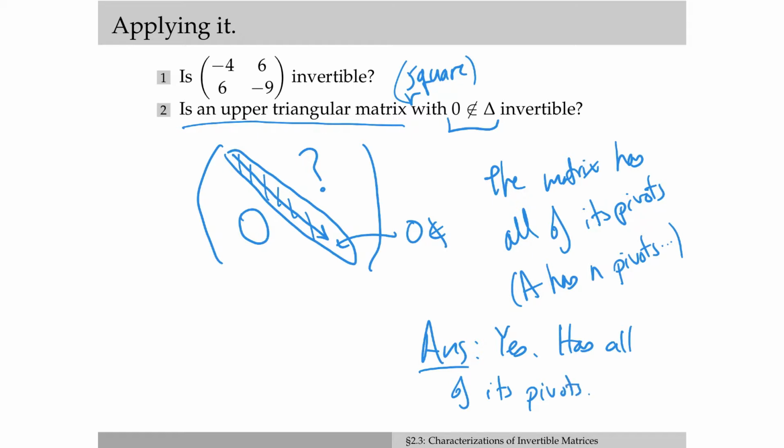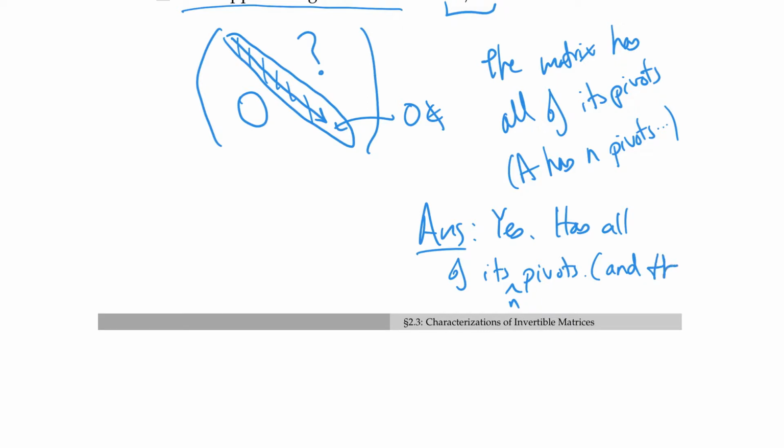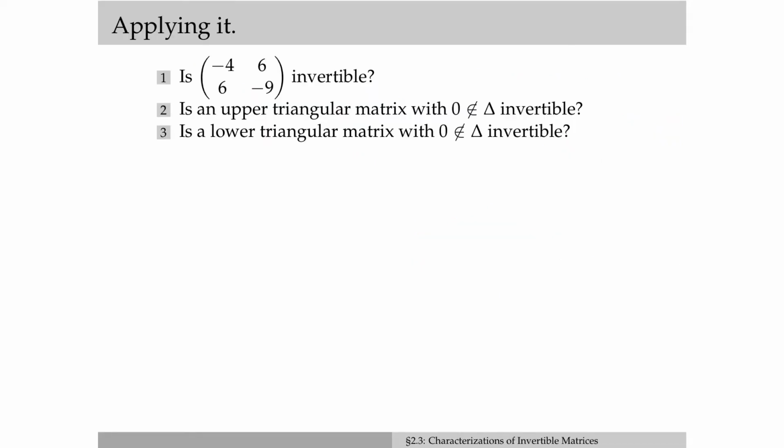Okay? And I really should be careful here, because I should say all of its n pivots, and then parenthetically say, and the matrix is n by n. I'll let you all ponder why I really should specify that to be the most precise in my answer. All right. Is a lower triangular matrix with 0 not on the diagonal invertible? All right. Again, let's add in square.